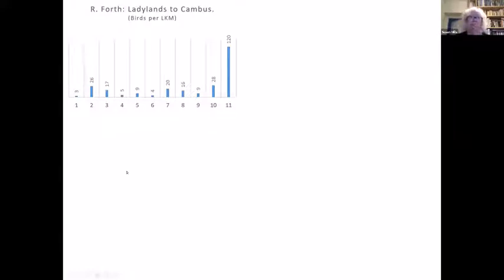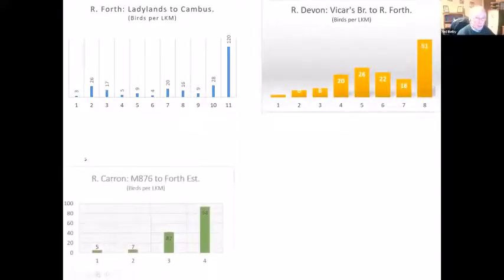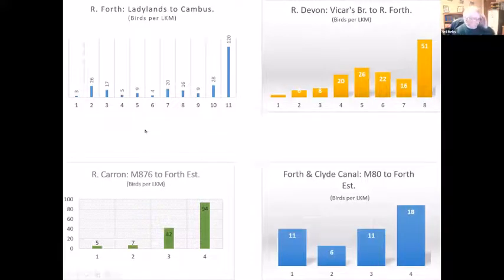Okay, so quickly through, let's bring all of these up at once then. And here we are, just to show basically how, in general, on the rivers, this is the Forth, the Devon and the Carron, numbers of birds increase per linear km as you go downstream, as would be expected, but rise rapidly as soon as a river becomes tidal, as here in the case of the Forth, the Devon and the Carron. Whereas along the Forth and Clyde Canal, they tend to be more even.